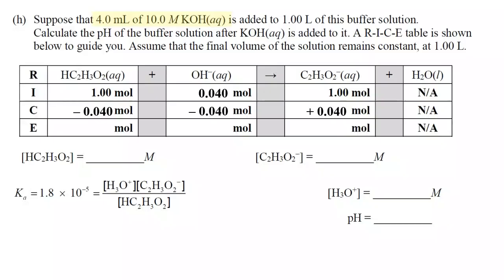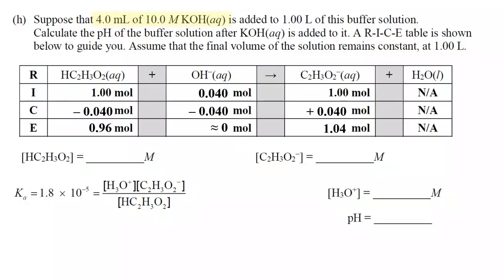Now, in the end of our rice table, it's going to be the difference. So 1 minus 0.04 is 0.96 moles of acetic acid, and the number of moles of the hydroxide ion decrease to a value which is essentially 0. And on the other side of the equation, we have an increase from 1 plus 0.04, so the number of moles of acetate ions would be 1.04 moles. And this is in a 1 liter solution. It says assume that the final volume of the solution remains constant at 1 liter.